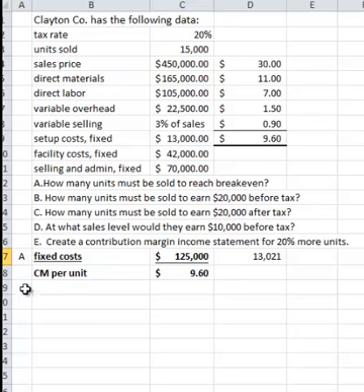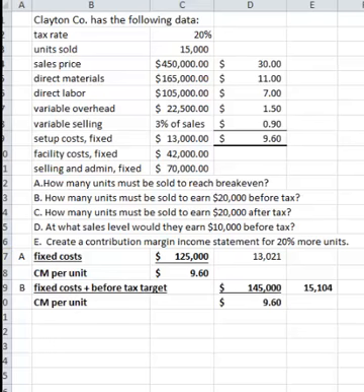Now for B, we want to know how many to sell to make a target profit. Alright, so we need to add target profit in with fixed cost in the numerator. So here I have a new numerator. It's the 125,000 plus the 20,000 target profit. Contribution margin per unit is the same thing. So now 15,104 units will give me enough to meet fixed costs and generate a profit of 20,000. And that's a before tax profit.